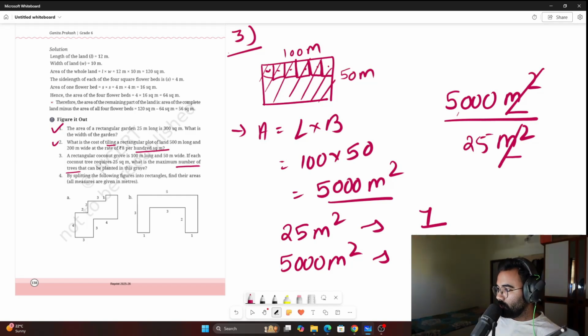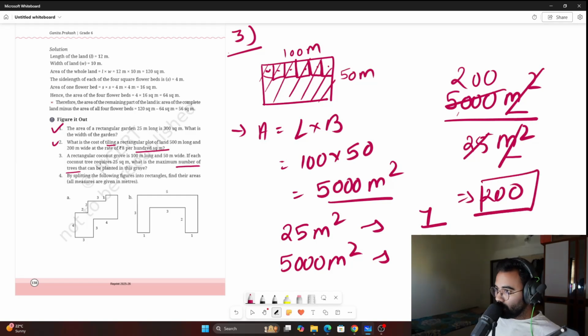25 twos are 50, 0, 0. So in short, the maximum number of trees that this fellow can grow in this field of 5000 meter square is 200. So far so good. Okay, we move on to the next question.